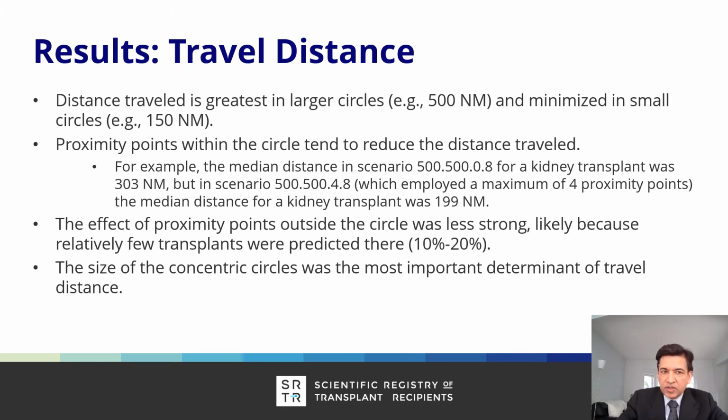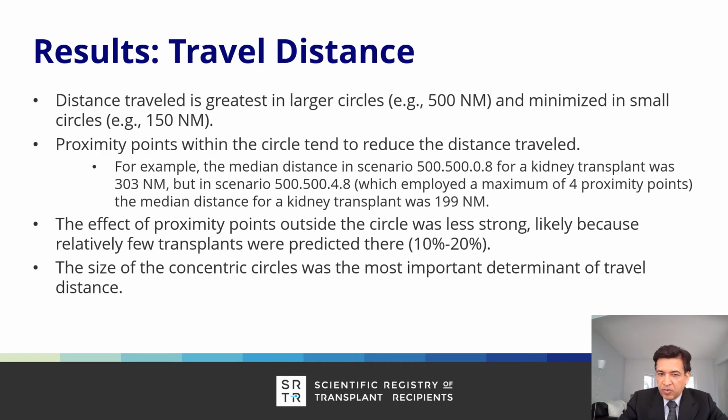So the results for the travel distance was that the distance traveled is greatest in larger circles, example the 500 nautical mile circles, and minimized in small circles, example the 150 nautical mile circles. Proximity points within the circle tend to reduce the distance traveled. For example, the median distance in scenario 500, 500, 0 points and 8 points for a kidney transplant was 300 nautical miles. But in the scenario 500, 500, 4 and 8 points, which employed a maximum of 4 proximity points, the median distance for a kidney transplant was 199 nautical miles.